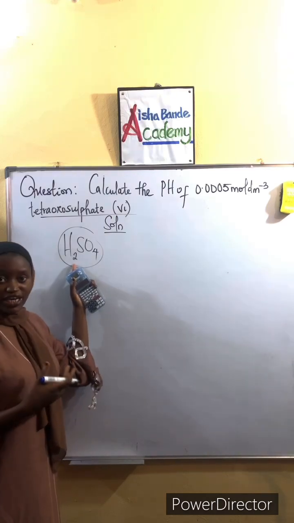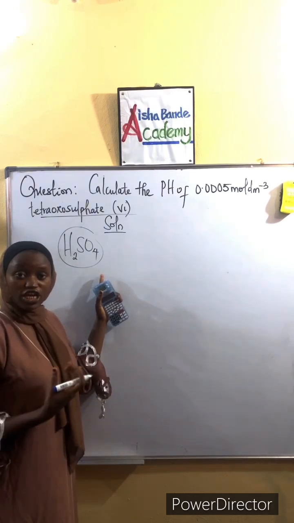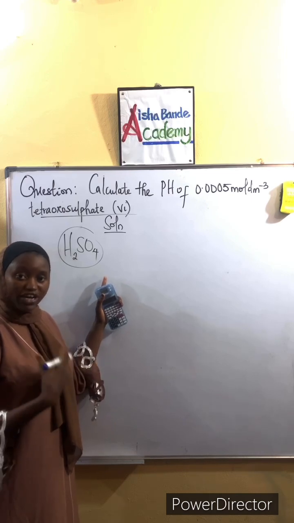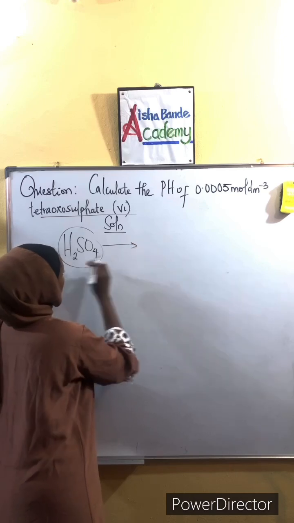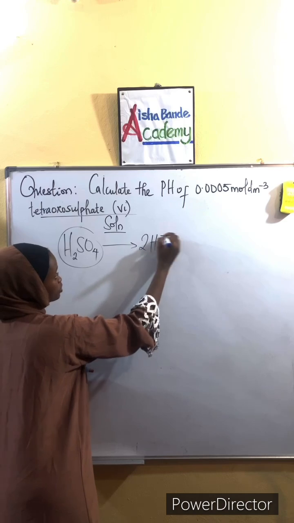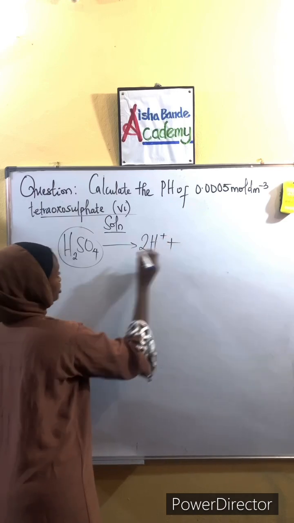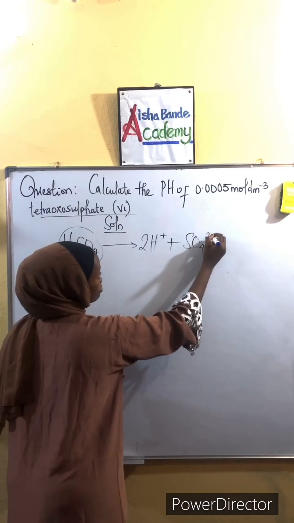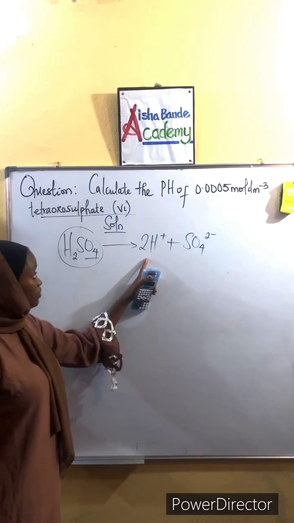Tetraoxosulfuric acid ionizes completely in solution. As you can see, this acid is dibasic. As such, every mole of the acid ionizes to give 2 moles of hydrogen ions. Writing this chemically, it is going to be 2H plus, and SO4 2 minus. From here we can solve further.